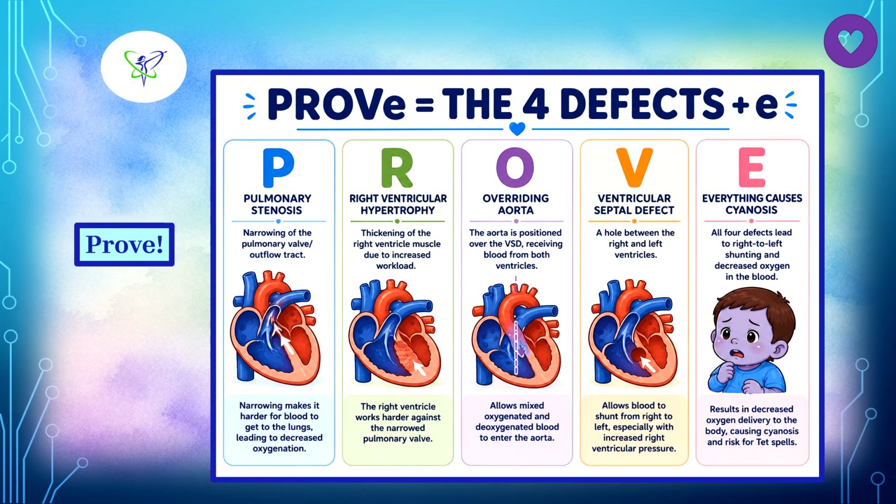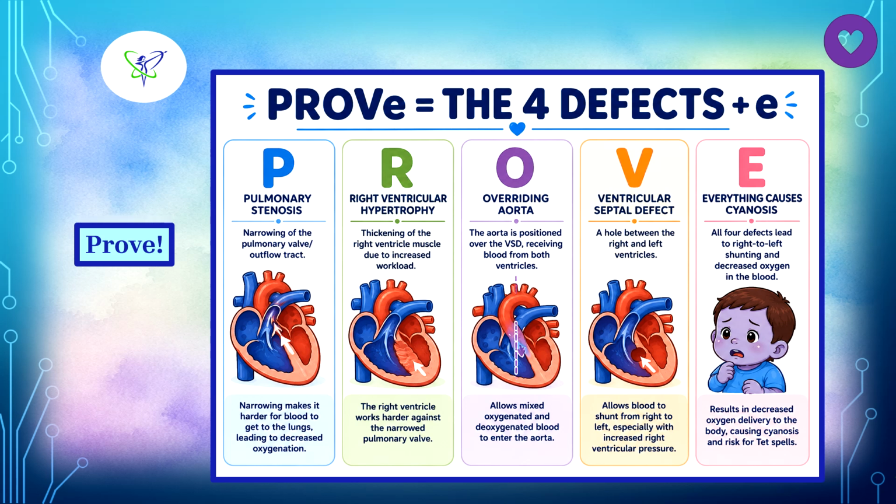There's also an overriding aorta. The aorta is positioned over the VSD, ventricular septal defect, receiving blood from both ventricles. This allows mixed oxygenated and deoxygenated blood to enter the aorta. The V is ventricular septal defect. This is a hole between the right and left ventricle. This allows blood to shunt from the right to the left, especially with increased right ventricular pressure.